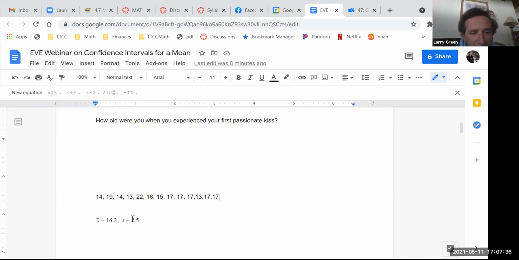And the standard deviation is 2.5. That's the standard deviation of the sample, but not of the sampling distribution. Our best guess for the standard deviation of the sampling distribution will be 2.5 over the square root of n, which is what? 2, 4, 6, 8, 10, 12, 13. So 2.5 over root 13, that's like 2.5 over 3 or 4 or so.